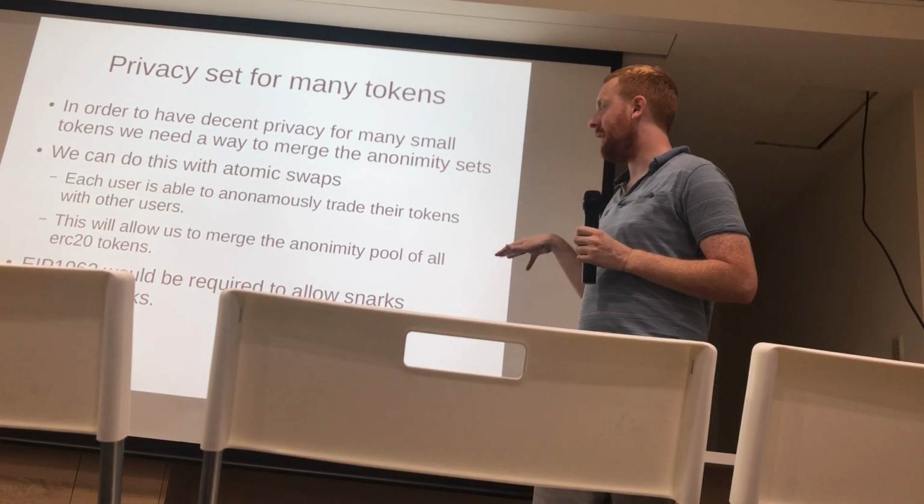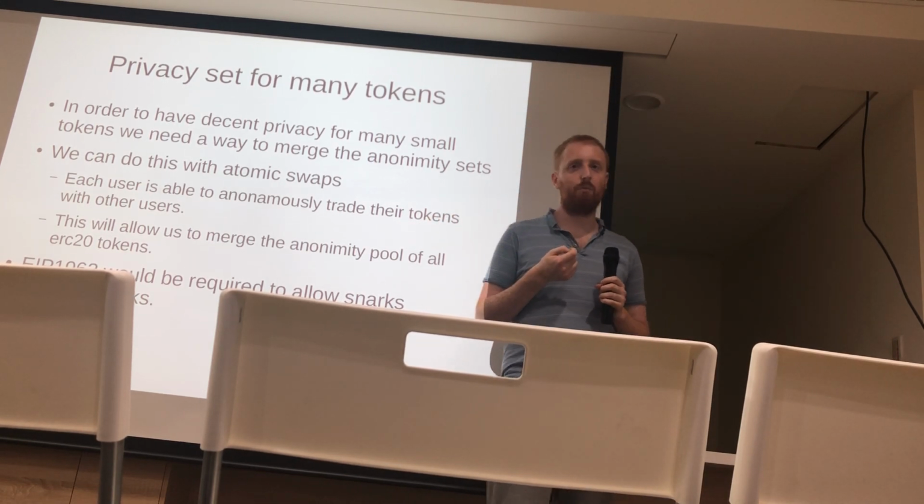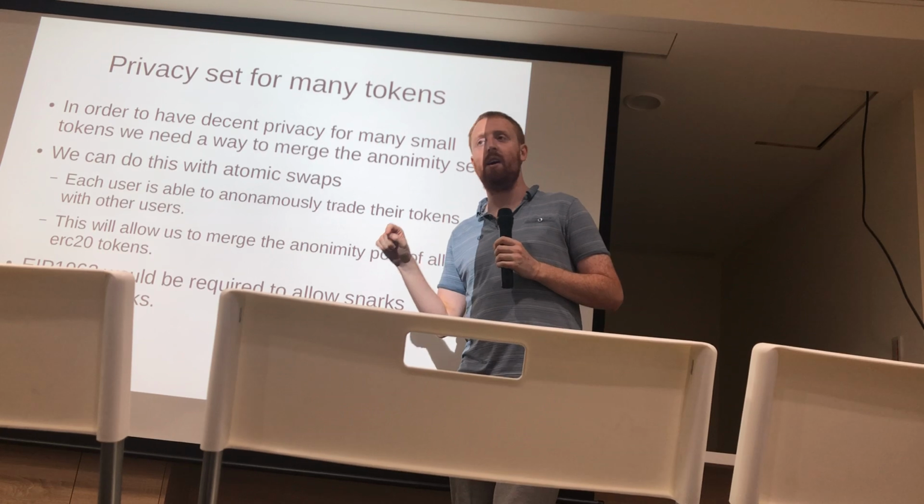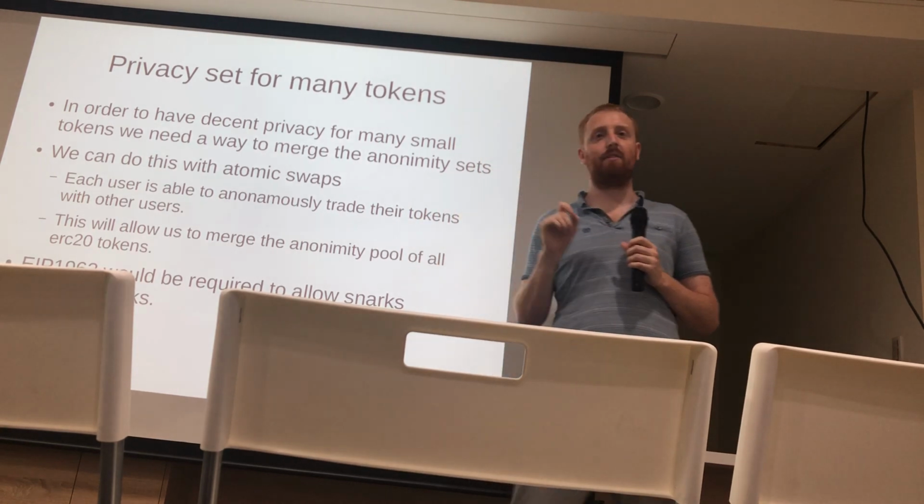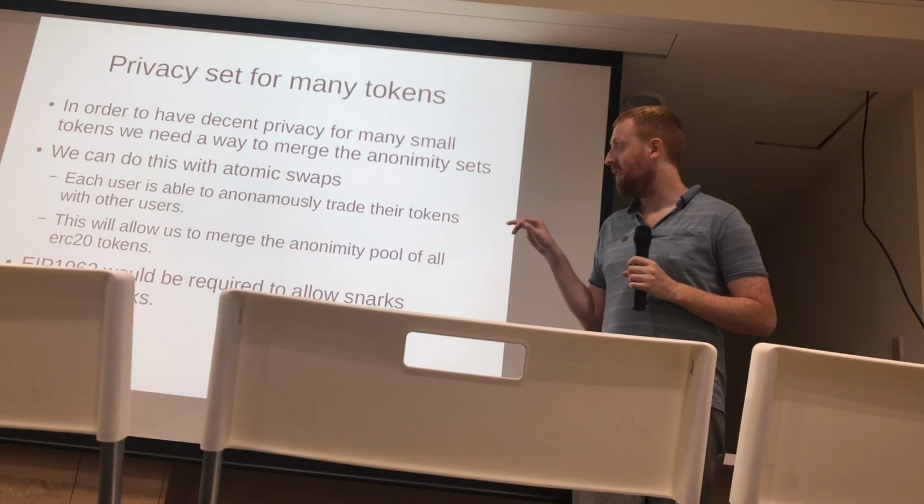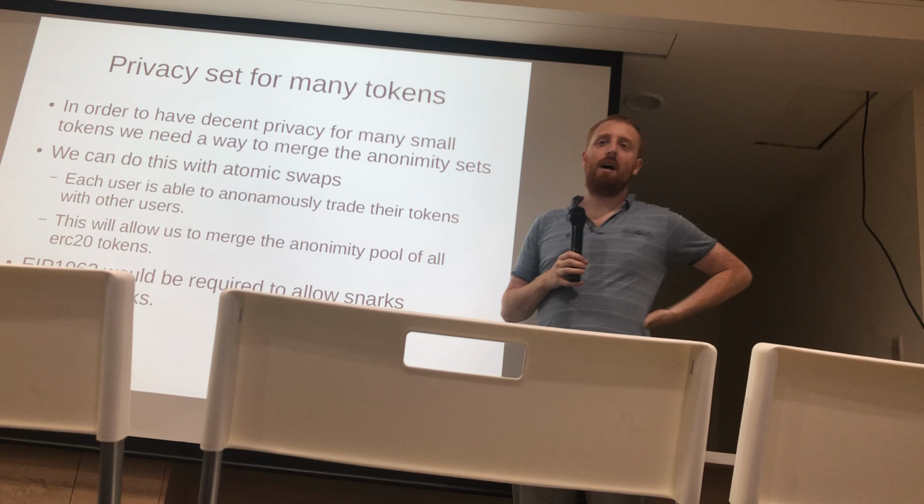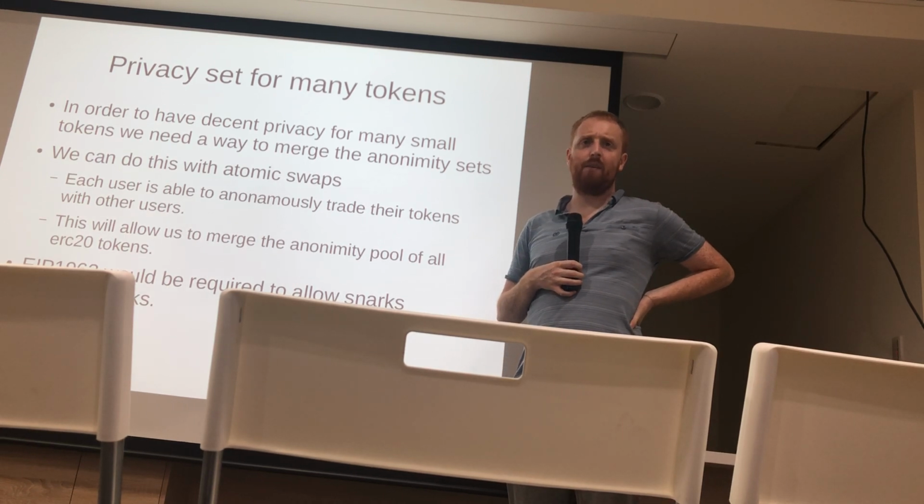This is something that we were thinking about doing, but we need to be able to do recursive snarks. We need to be able to validate a snark inside a snark. This is possible, but we need to do a hard fork for it. So we need to do EIP 1962, which is also proposed. That would really help us there.